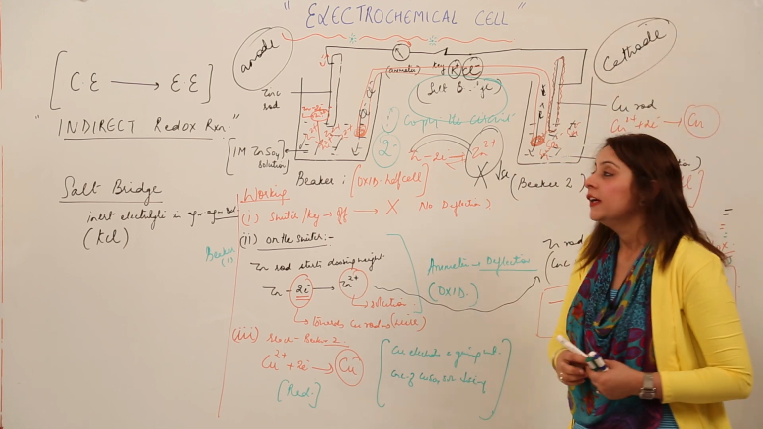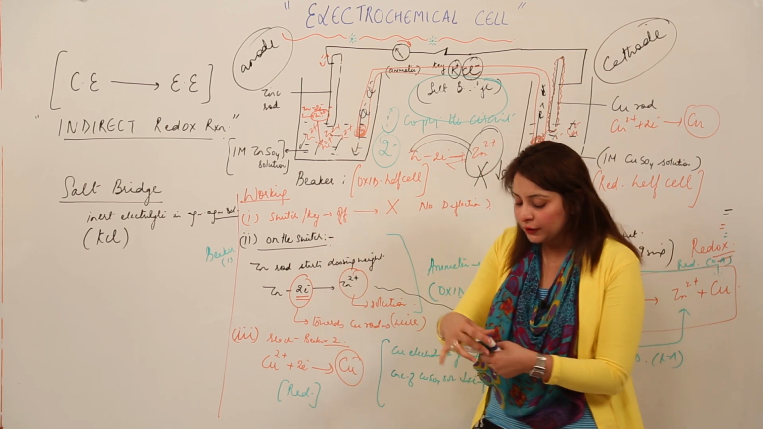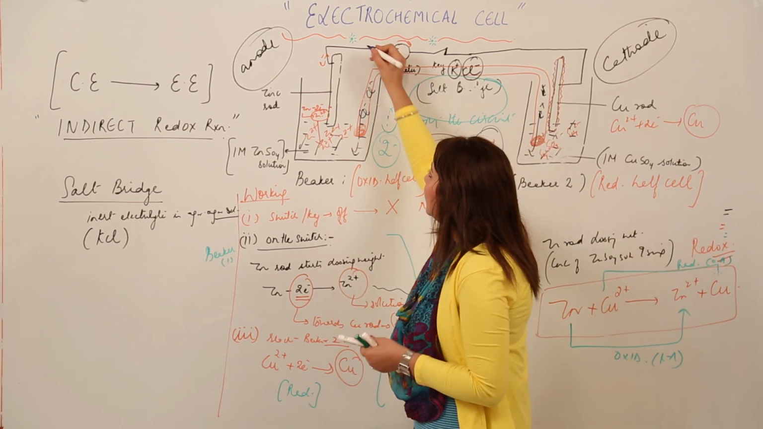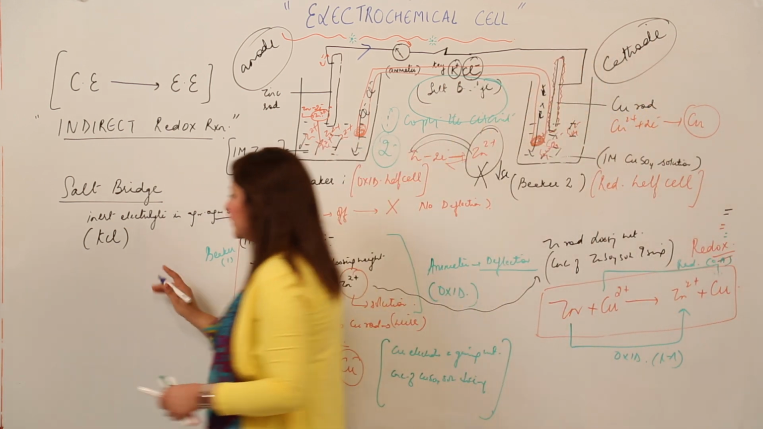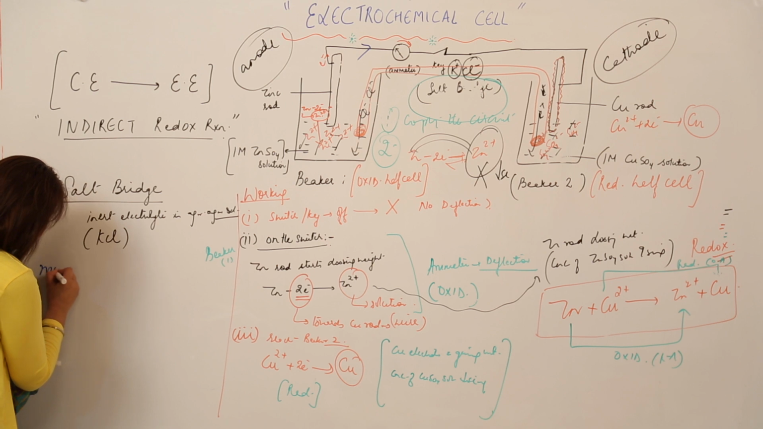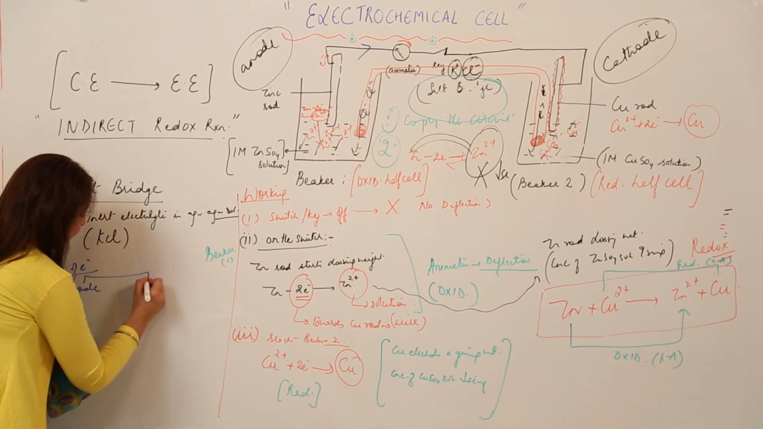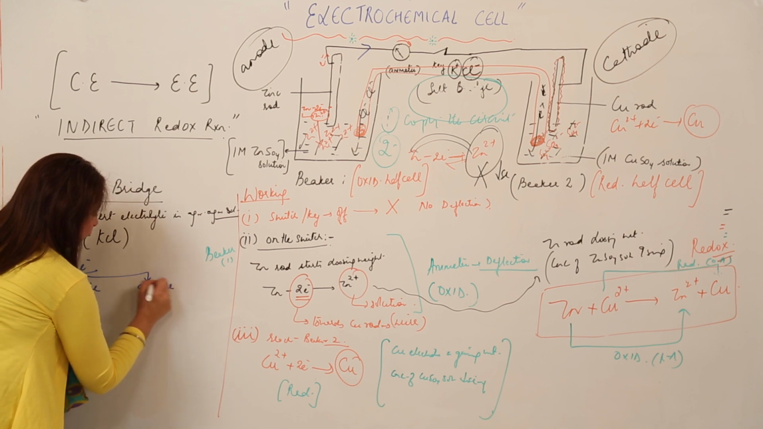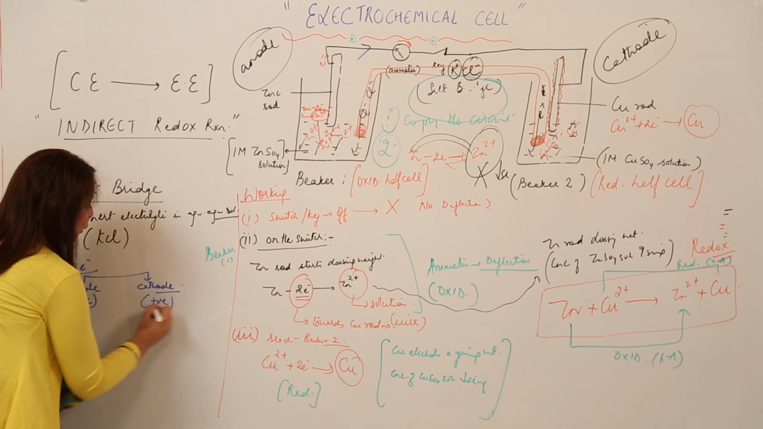cathode, right. And what is the movement of electrons? You know that the movement of electrons is from anode to cathode. Anode acts as negative terminal and cathode acts as positive terminal.